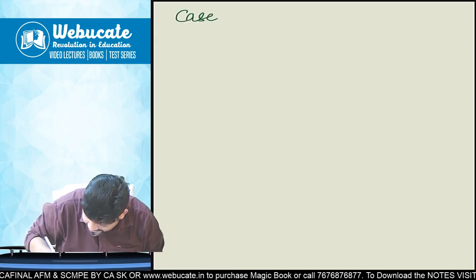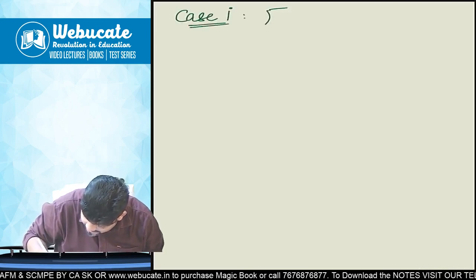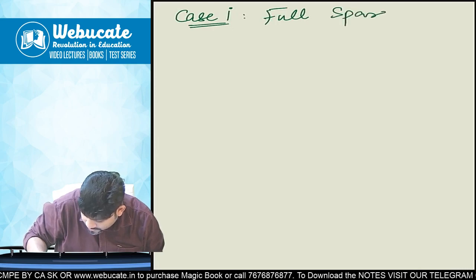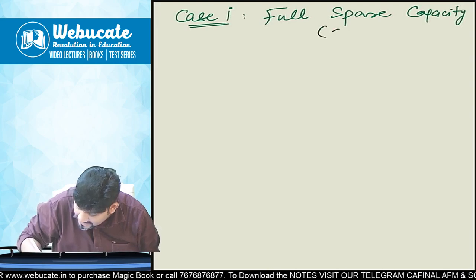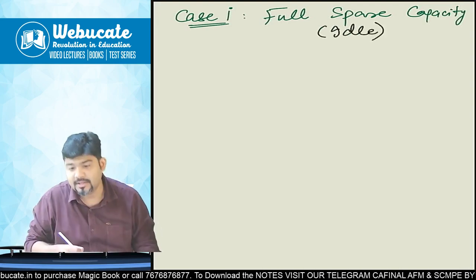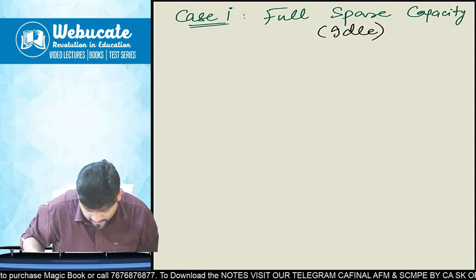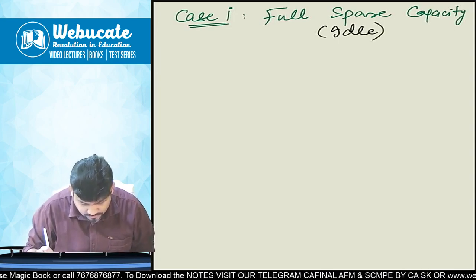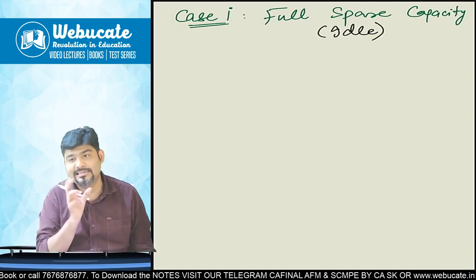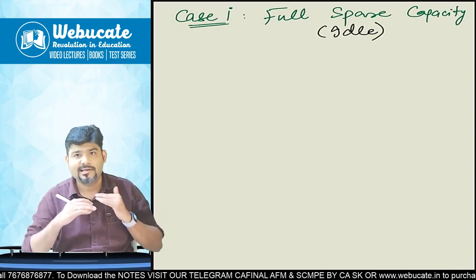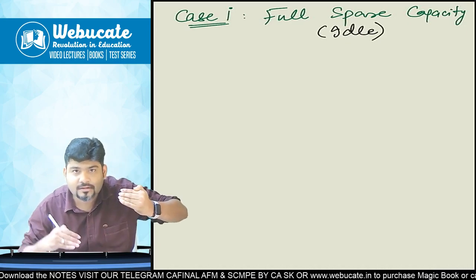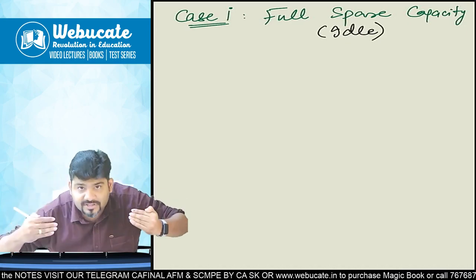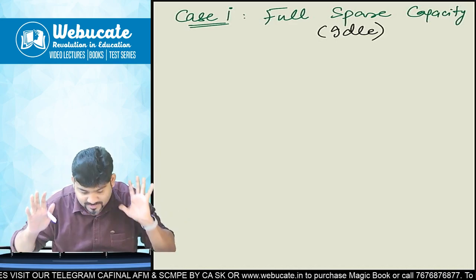What is case one? It is full spare capacity. Can I write the word spare as idle also? Full idle capacity. Now we have, as usual, two divisions. One is the transferer, one is the transferee. In Amul, milk is called the transferer division. Curd is called the transferee division. I hope we are clear with this bifurcation.